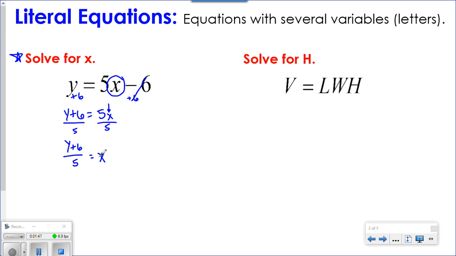There aren't common factors across all three terms. I can't combine anything, so that's my final simplified answer. I've isolated the variable that they asked me to find. My fraction here is completely simplified, so there's nothing else that I can do.